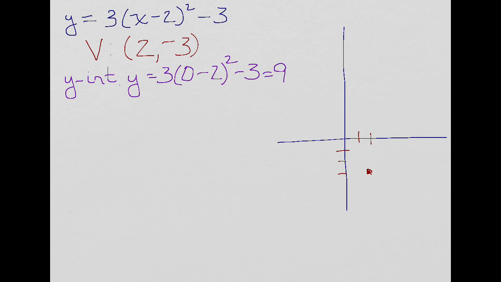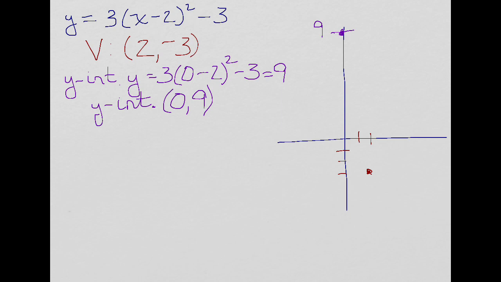So I came up with 9. My y-intercept is a point. It has 2 coordinates, x and y. X is 0 because we made it be 0. Y is 9 because we calculated it. So 0, 9 is my y-intercept, and then we're going to put that right here. I could put 9 little hash marks, but I'm not going to.